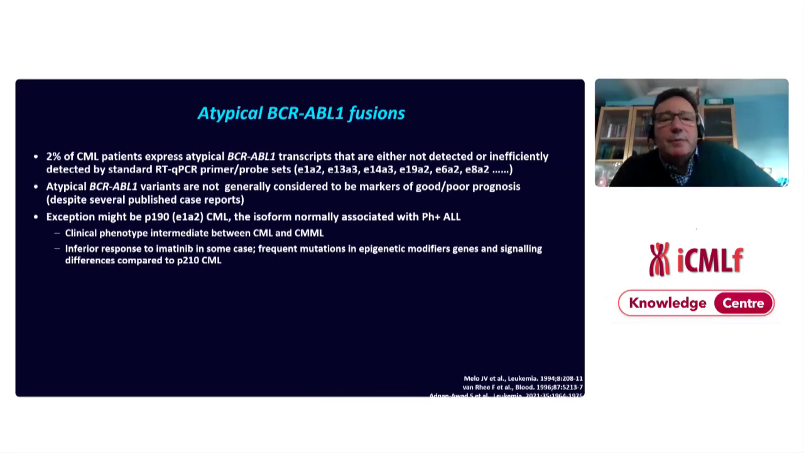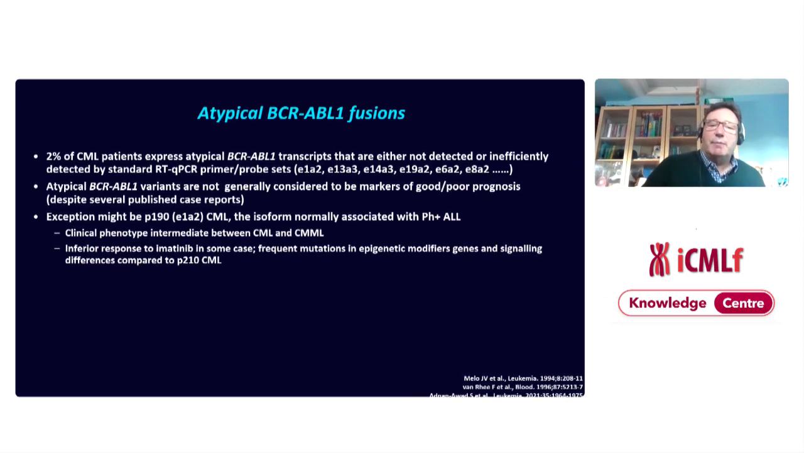Possibly the only exception is P190, E1A2 CML, so that's the isoform normally associated with Philadelphia positive ALL. This has been reported to be associated with a clinical phenotype intermediate between CML and chronic myelomonocytic leukemia. And several cases have been reported with an adverse prognosis. Whether this is to do with P190 or whether this is to do with the fact that many of these patients have additional mutations is not clear.